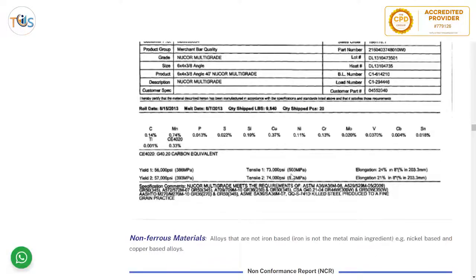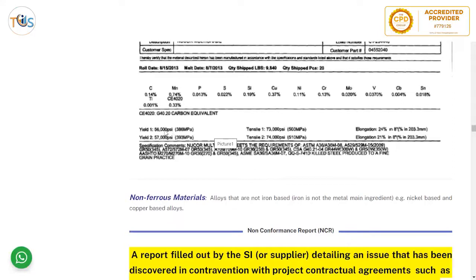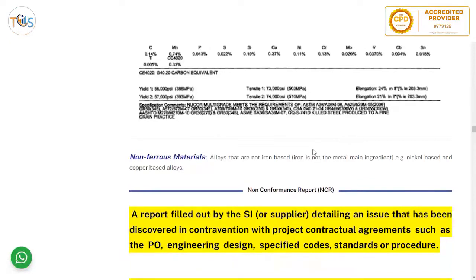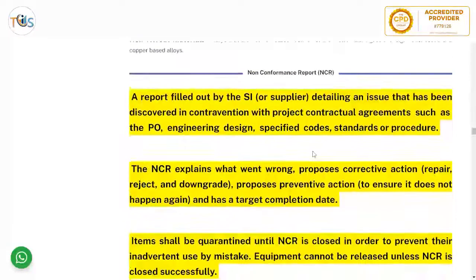It says chemical composition and the yield strength, 2 samples taken, tensile elongation, and also it says it's killed steel produced to a fine grain structure according to SA36M. So this is a mill test report, the sample one.